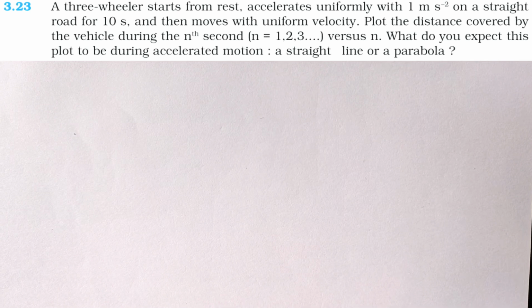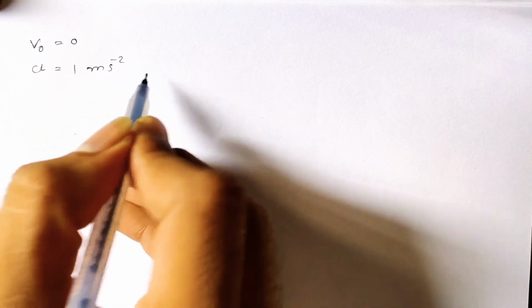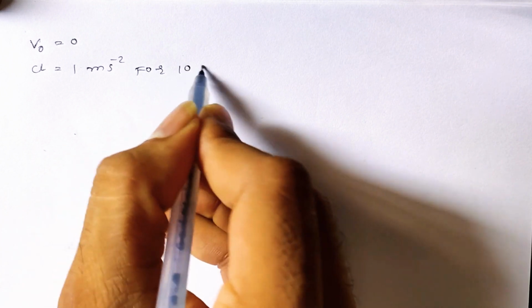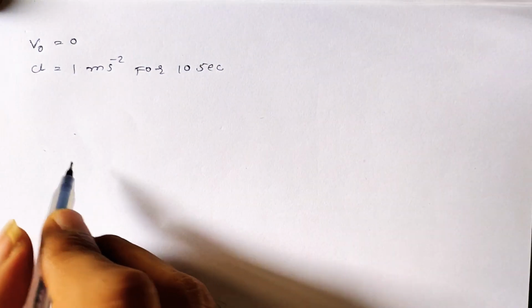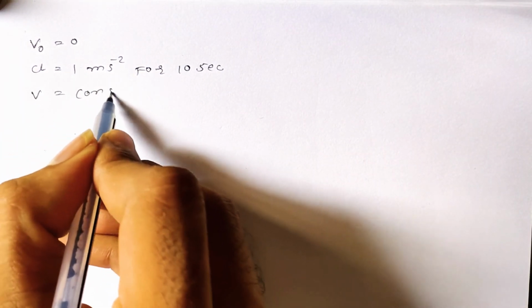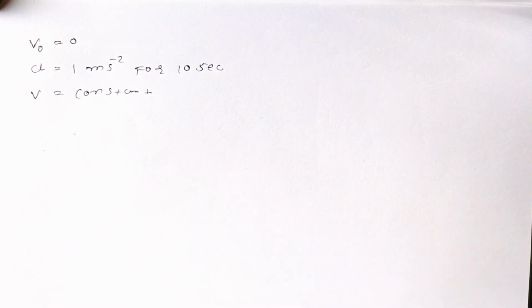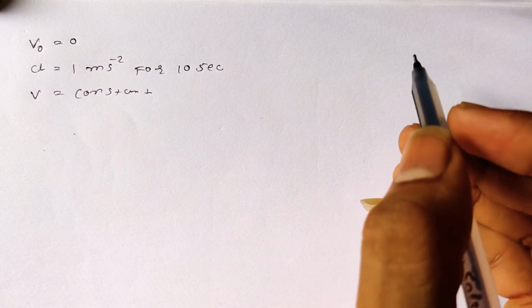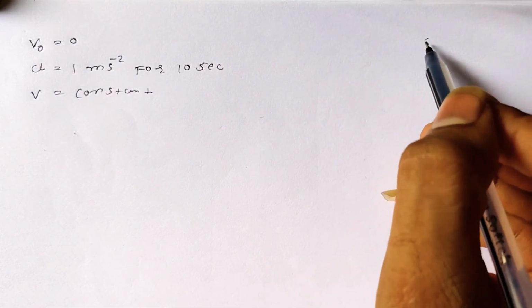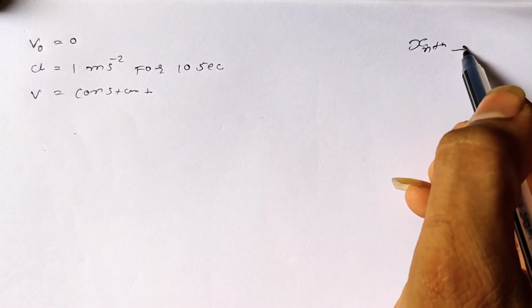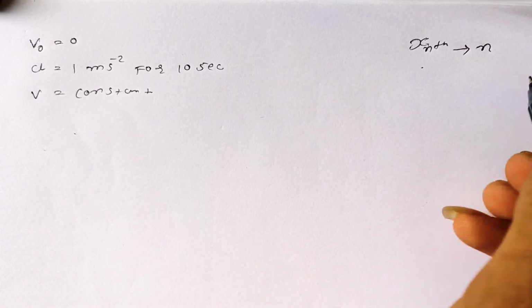So here in this example 3.23, one three-wheeler starts from rest, so we can say its initial velocity is 0. It is accelerated at 1 meter per second square for 10 seconds, and after that its velocity is constant, it moves with uniform velocity. Here we have to plot the graph of distance traveled in nth second versus n. So it is xn versus n.